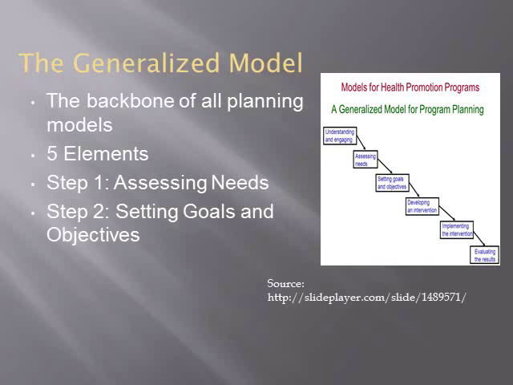The basis of all planning models of health promotion originates from the generalized model, which contains the basic principles that all planning models have. The generalized model consists of 5 main elements. The first element is assessing needs, or needs assessment. Needs assessment revolves around the collection of data in the target community and an analysis of the data. Health educators use the data to determine health needs and priorities, as well as the priority population within the community, which the program should target.